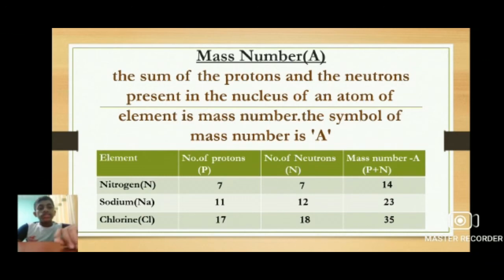First one is nitrogen, that is N. The number of protons is 7 and the number of neutrons is 7. The mass number is equal to protons plus neutrons, so the mass number of nitrogen is 14. Sodium, that is Na, the number of protons is 11, the number of neutrons is 12, so the mass number is 23. Then chlorine, that is Cl, the number of protons is 17, the number of neutrons is 18 and the mass number is 35.